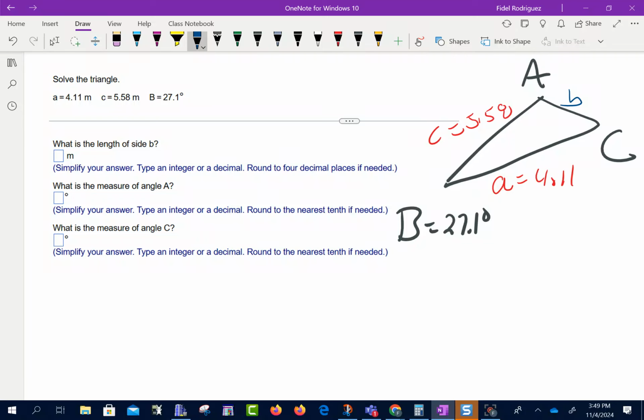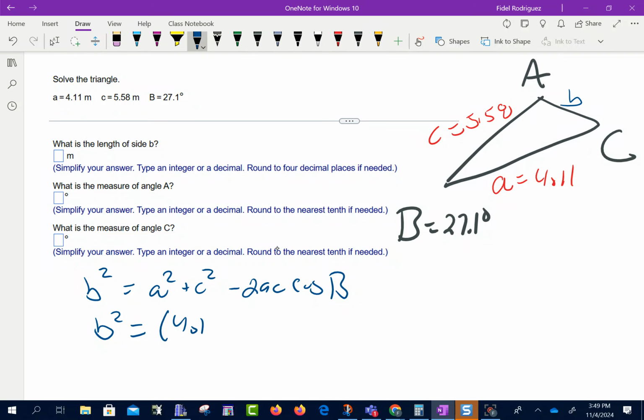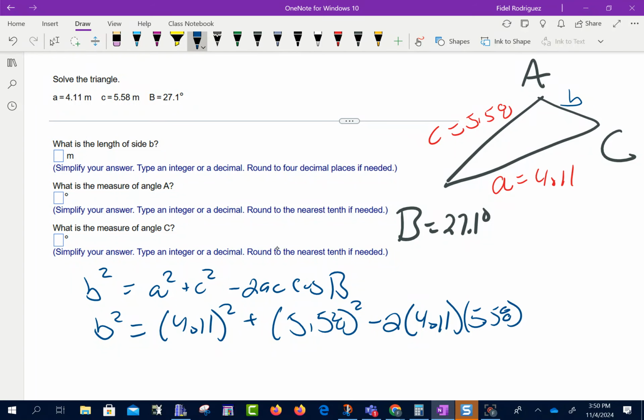So let's do it just like we did before, y'all. I'm going to write this again. B squared equals A squared plus C squared minus 2AC cosine of B. And again, y'all, I'm just going to go ahead and start plugging in here. A squared is 4.11 squared plus 5.58 squared minus 2 times 4.11 times 5.58, and then the cosine of B, which was 27.1.